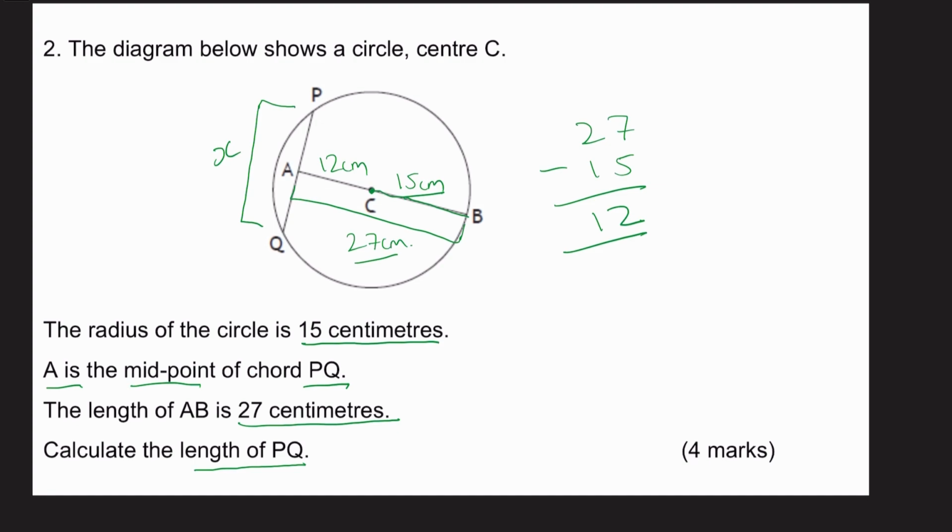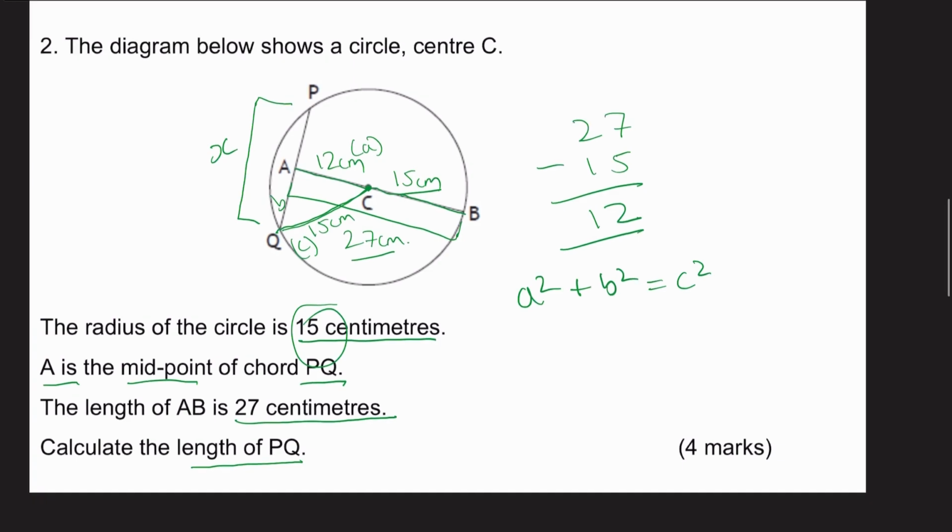We also know that going from the center of the circle, so going from C to Q, C to Q also has to be a radius because we're going from the center of the circle all the way to the circumference, and we already know that the radius of the circle is 15 centimeters. So I'm going to put 15 centimeters here. So now we have the length, and we also have the hypotenuse. So now I'm going to do Pythagoras, which is a squared plus b squared equals c squared. 15 will be the c value, 12 will be the a value, and A and Q will be the b value.